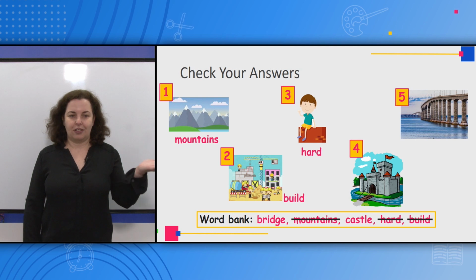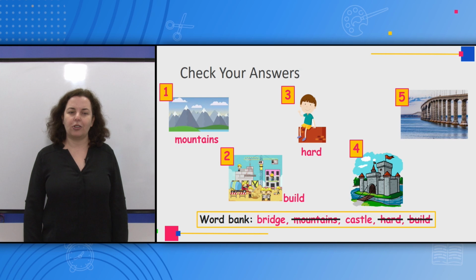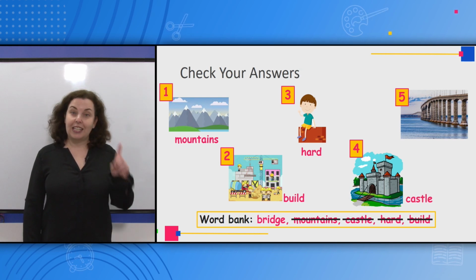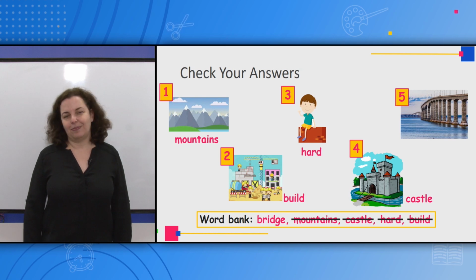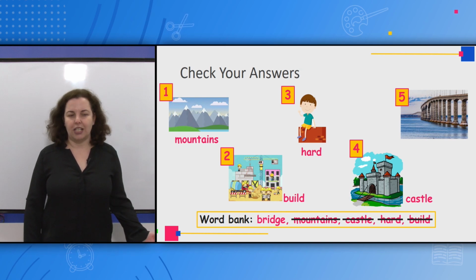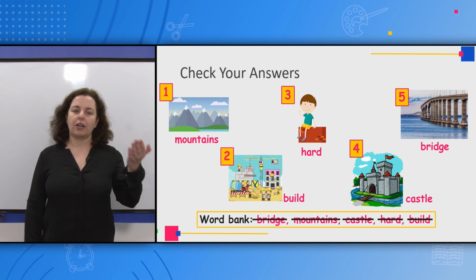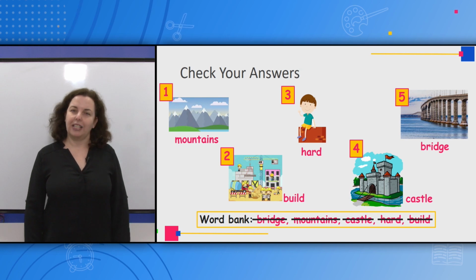Did you write hard? Number 3 is hard. Very good. And number 4, what did you write? Castle. Excellent. And the last one, of course, is bridge. Mountains, build, hard, castle, and bridge. Let's continue.